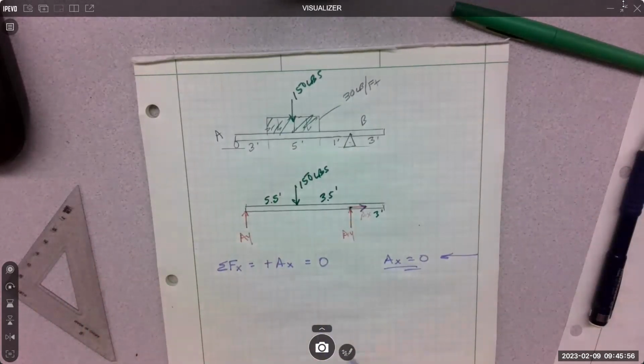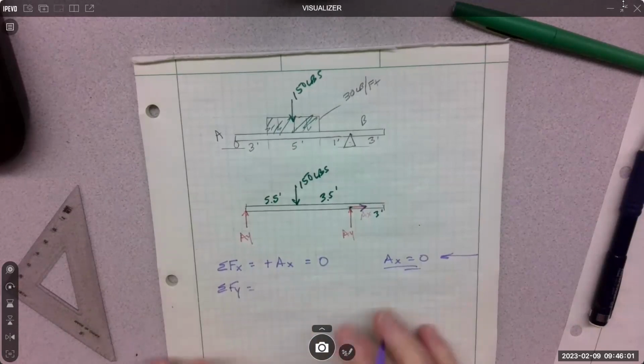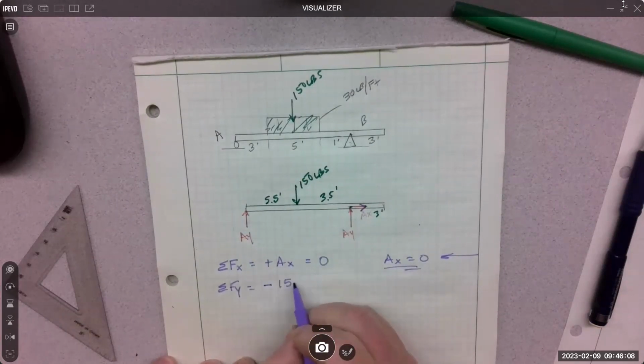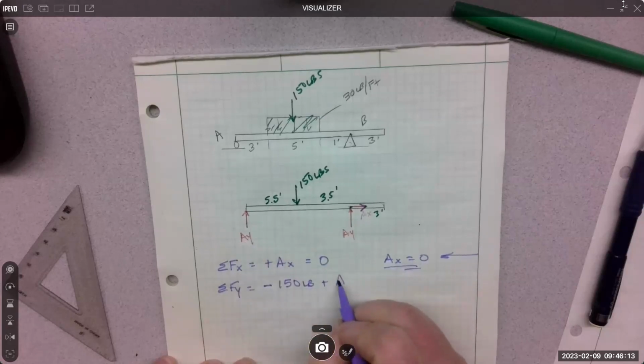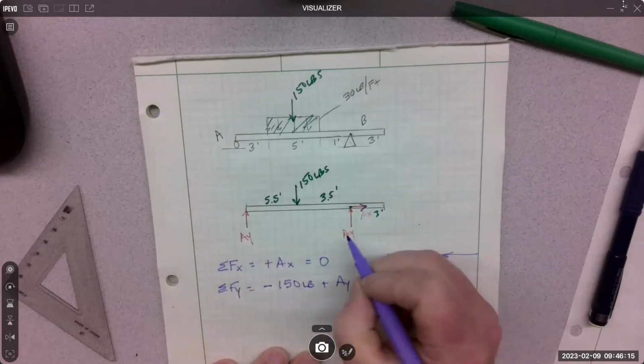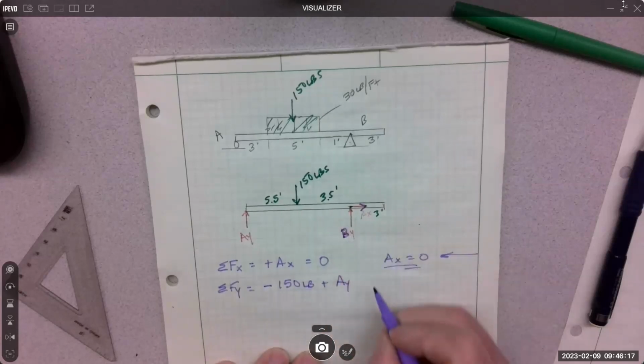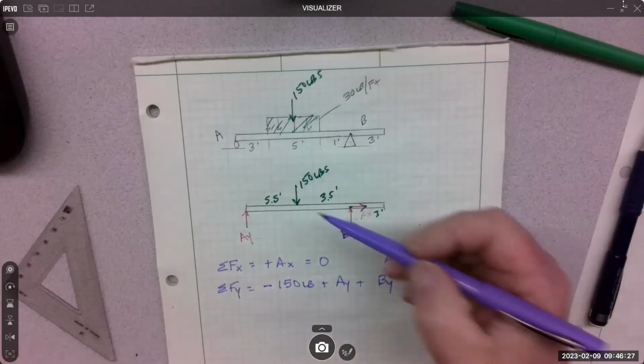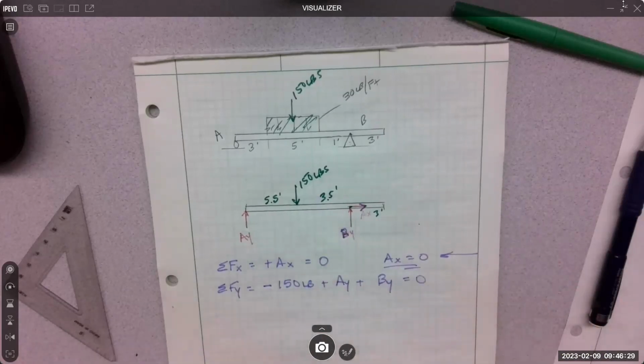All right, next equation. Sum of forces in the Y, what are they? This is where I got to pick out all the forces in the Y. I see the 150 coming down, so that's minus 150. I see the AY going up, that's plus AY. And I see the BY going up, plus BY. And that's it. Just those 3, and I set it equal to 0.